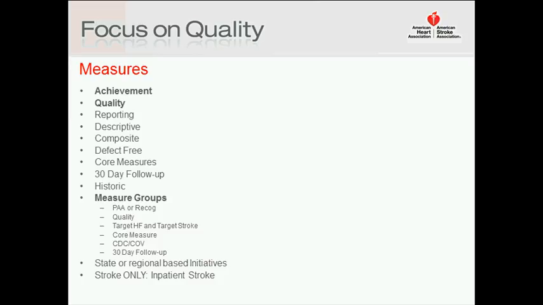You then have your descriptive measures. And these are measures to help you understand sort of the characteristics of the patient population that you're looking at. So these are going to be things like age, gender, race, diagnosis, medical history. Sort of just a description of the population.